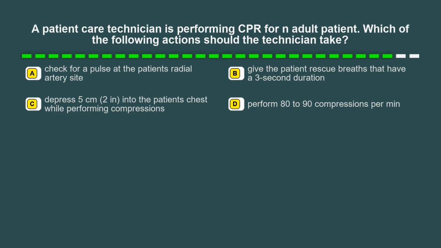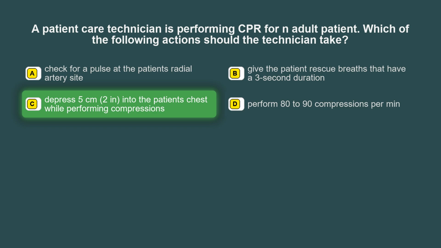Question 30. A patient care technician is performing CPR for an adult patient. Which of the following actions should the technician take? Option A, check for a pulse at the patient's radial artery site. Option B, give the patient rescue breaths that have a 3-second duration. Option C, depress 5 centimeters, 2 in, into the patient's chest while performing compressions. Option D, perform 80 to 90 compressions per min.